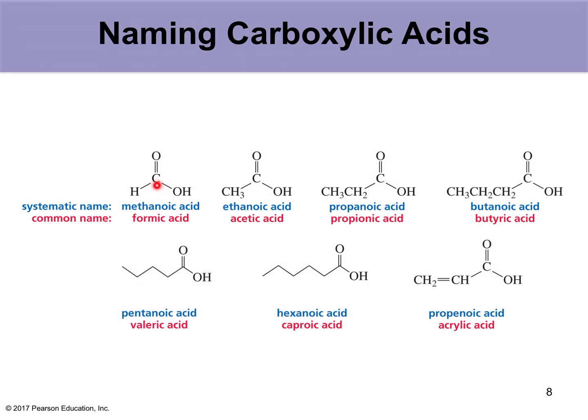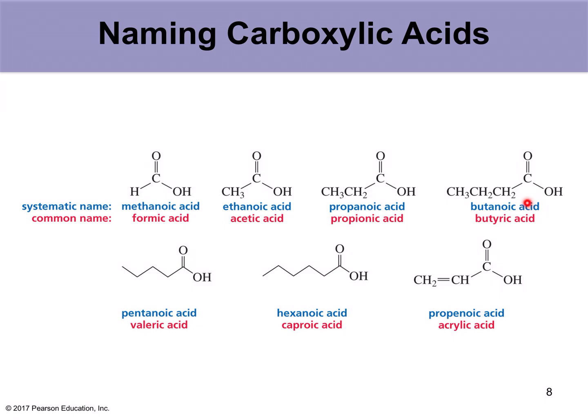This is coming from methane, CH4. Since it has a meth, we call it methanoic acid, and the common name is formic acid. Two carbons, coming from ethane, ethanoic acid. It ends in oic acid. Ethanoic acid, acetic acid is the common name. And this has 1, 2, 3 carbons, propanoic acid. And when you have 1, 2, 3, 4 carbons, butanoic acid.